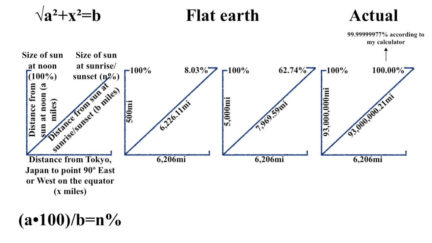As we can see by my calculations, if the sun was 5,000 miles above the surface of the Earth, it would only appear to be 2/3 the size in the morning than at solar noon. The apparent change in the size of the sun would be very great if it were only 500 miles up.